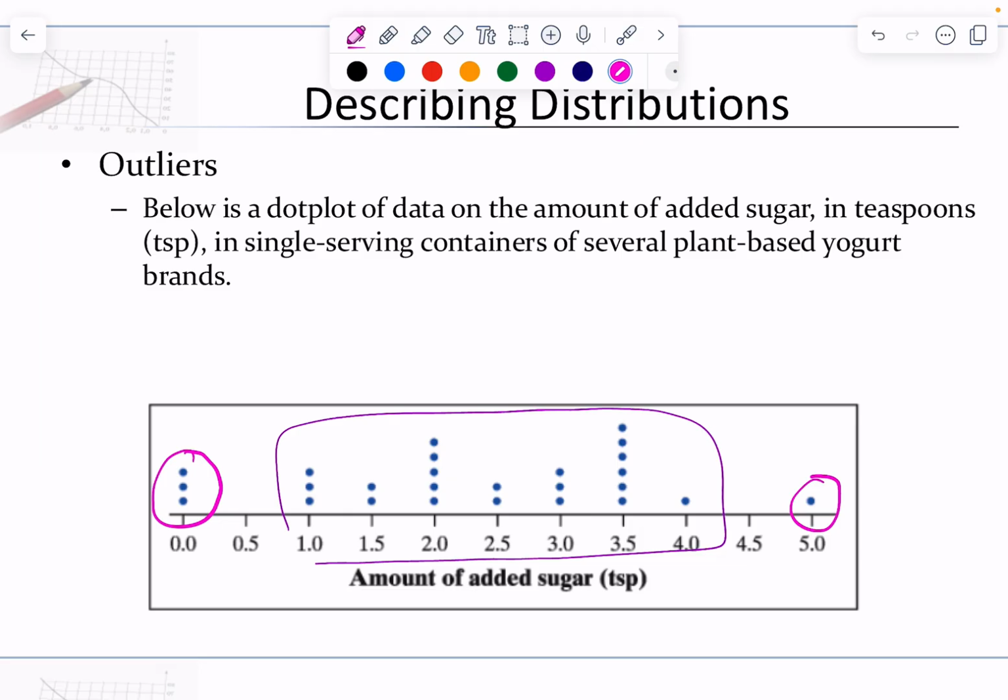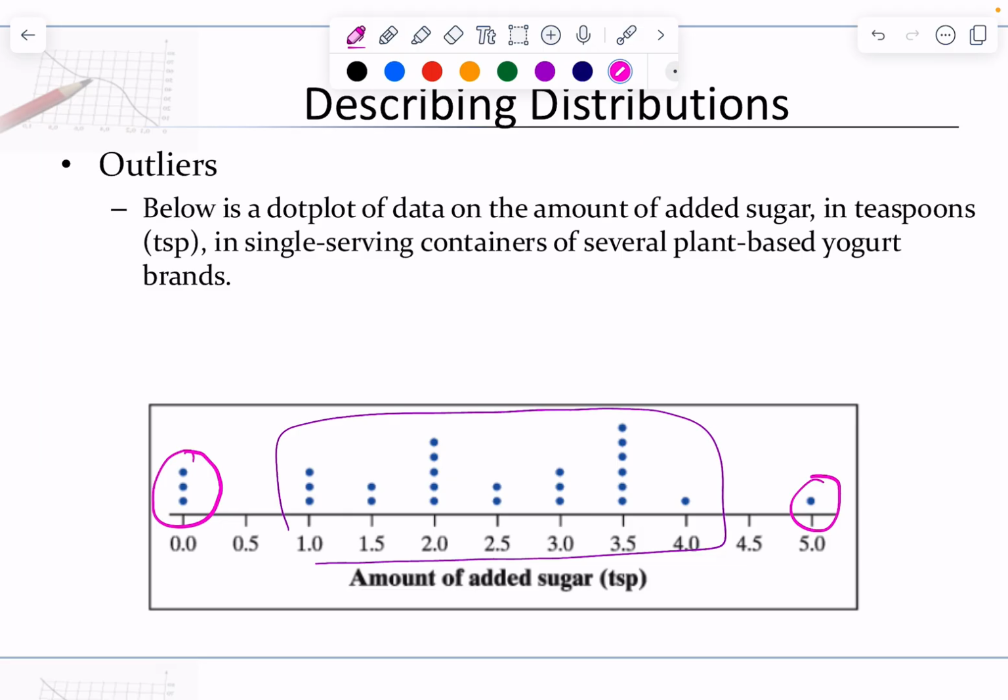Those would be ones we would want to comment on as part of our description. As we're going through our shape, center, and spread, we're looking at these outliers, and we would want to comment on these brands and maybe examine them closer and see what's happening with those particular brands of yogurt. That's what we're looking for: pieces that fall outside the normal range of what the overall pattern looks like.